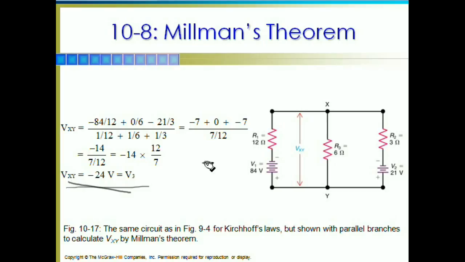Really have to get my pen paired squared away here. So the voltage across XY is, oops, maybe that's why I had it at an angle. I never do things straight across. There we go, minus 24 volts. And that's all there is to Millman's theorem.